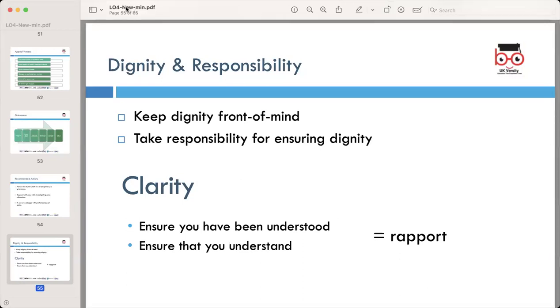So dignity and responsibility is separate to grievance. Is that correct? Yes, that's another part from grievances. Okay. So you can raise grievances, but this is towards you as well. Take responsibility for ensuring dignity and keep dignity at the front for both sides. Okay. Yeah. Thanks.